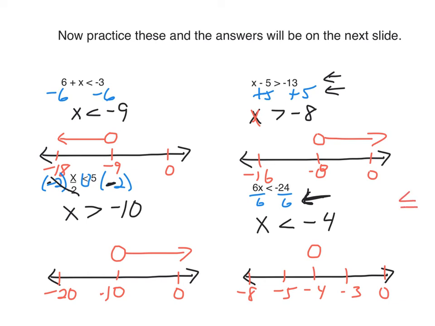Remember the closed circles have those equal signs underneath them. None of those have them. The x is on the correct side, and you go to the left.